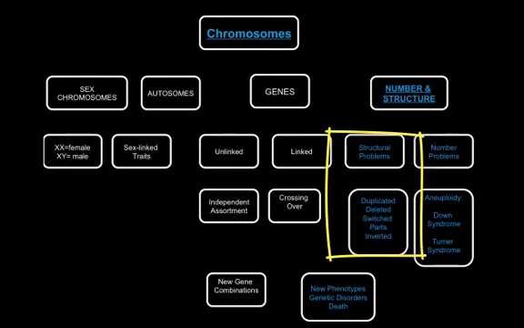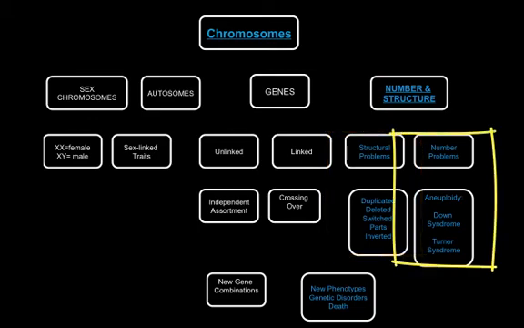In terms of number problems, there is a concept of aneuploidy, where through meiosis there's not an even splitting or distribution of chromosomes from the parent cell to the resulting daughter cells, the sex cells. If that happens and those sex cells are fertilized, then you can have various inborn genetic disorders, for example, Down syndrome versus Turner syndrome.